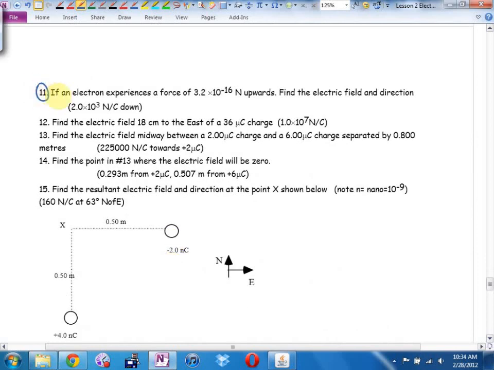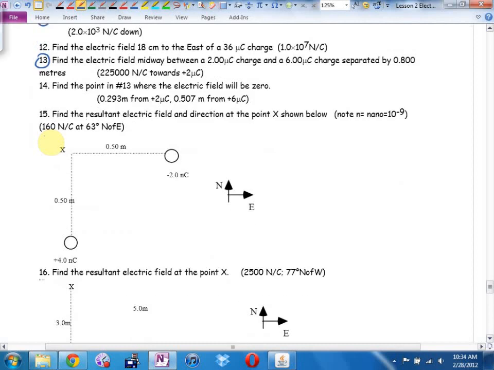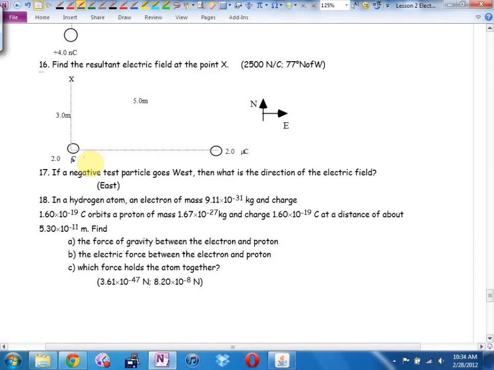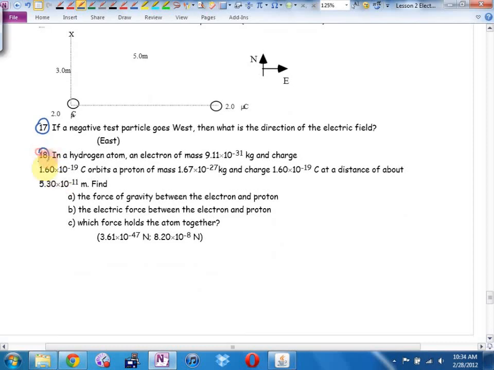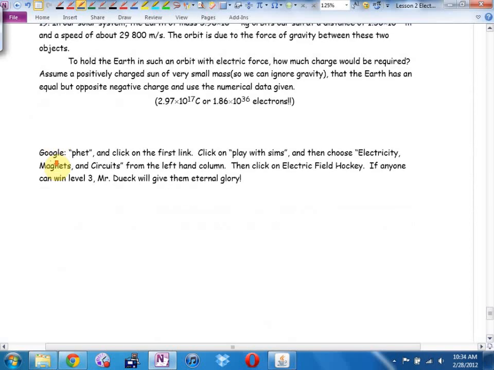11. 13. 15. Now here we're going to find two electric fields, and the net electric field, because they're not in a nice straight line, means we're going to have to add them tip to tail and do some trig. 17. You're giving us a lot. This is crucial. I'm giving you lots of time to work on it too. 18 is nerdily cool.